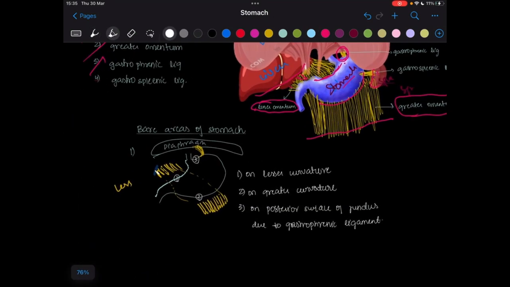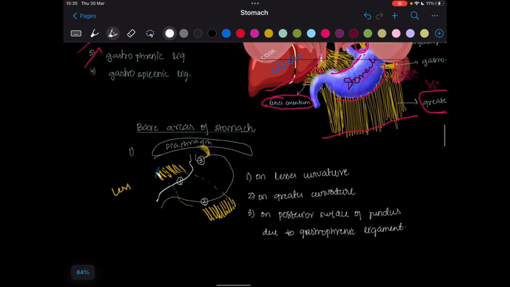Talking about bare areas of the stomach, this one which I'm highlighting on the right side in white is the lesser omentum, and this one is the greater omentum. When the lesser omentum is attaching to the lesser curvature of the stomach, some part of it is not actually attached. Some part of it is free here.